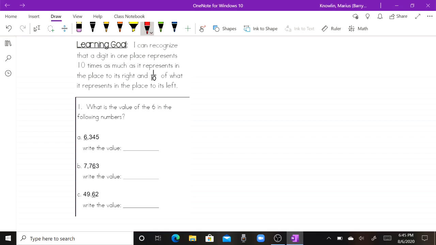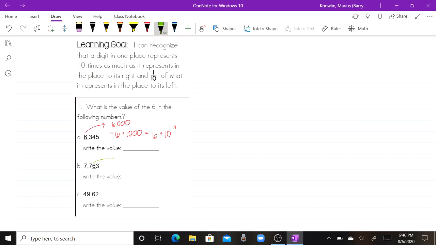Well, for A, the value of 6 here is 6,000. So I could write that. I could also write 6 times 1,000, or we could write 6 times 10 to the third power. So either one of these variations right here would suffice as the value of this 6 that's in the thousands place.